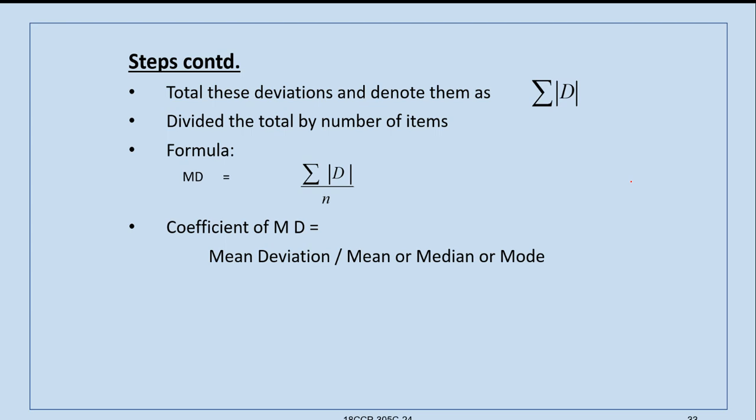So mean deviation is equal to sigma modulus d by n, where coefficient of mean deviation is mean deviation by mean, median, or mode. That means coefficient of mean deviation is this one divided by mean, median, or mode. Coefficient of mean deviation.